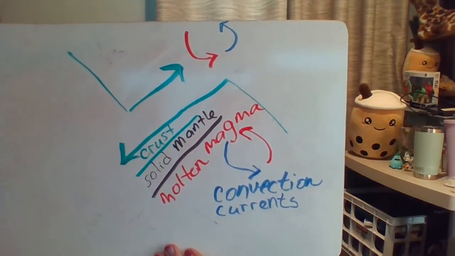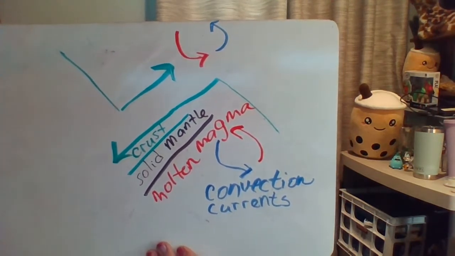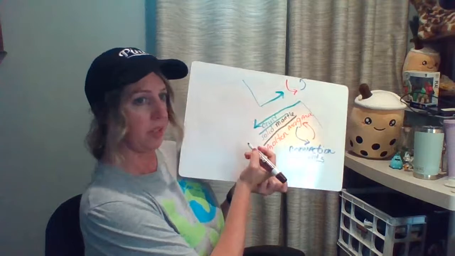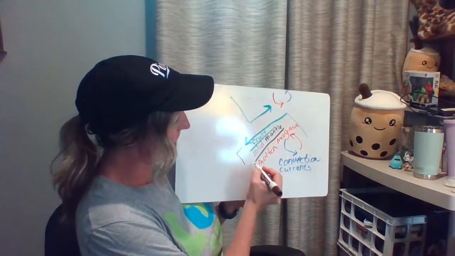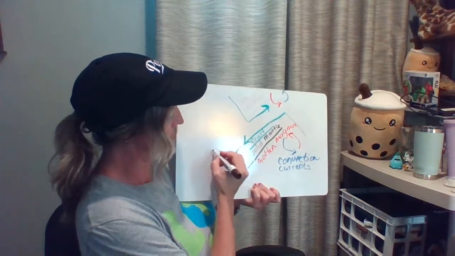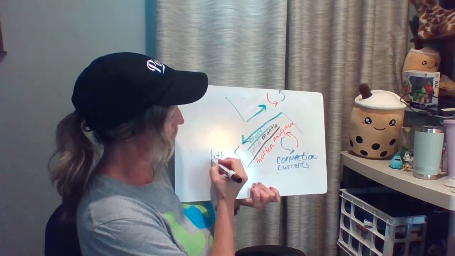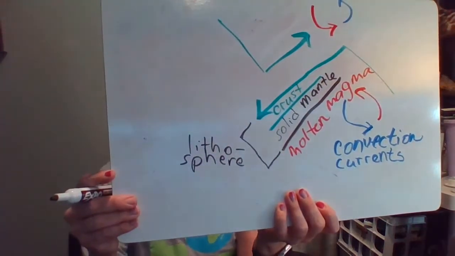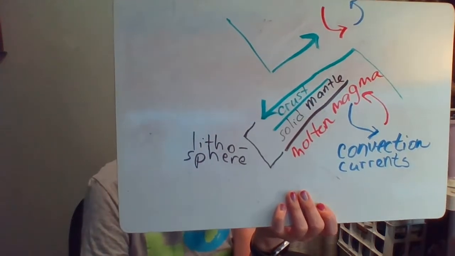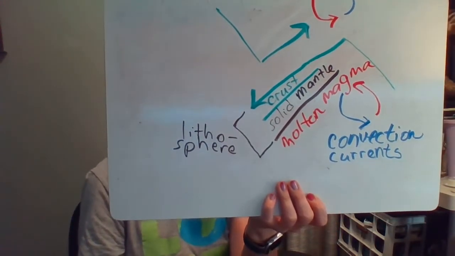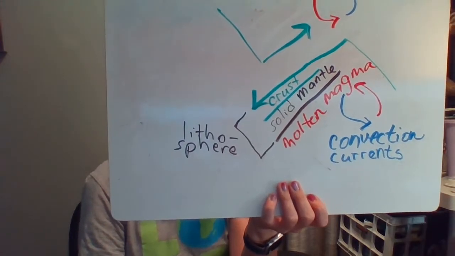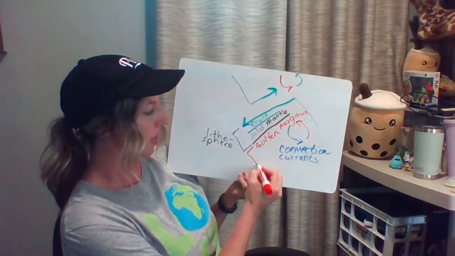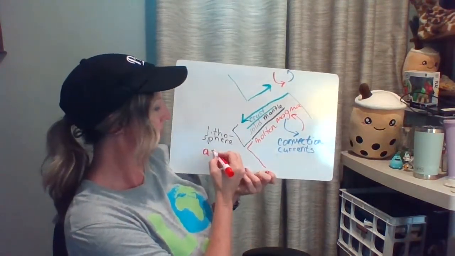Okay, let's go ahead and add on our labels. Now we need to label our lithosphere. So get your brown. So the lithosphere is going to be the crust and your solid layer. Next, we're going to label the asthenosphere. So go ahead and get your red. So that's going to be this part going down. That's your asthenosphere.